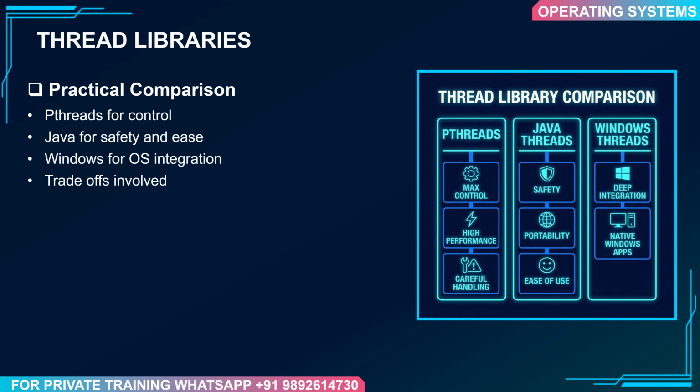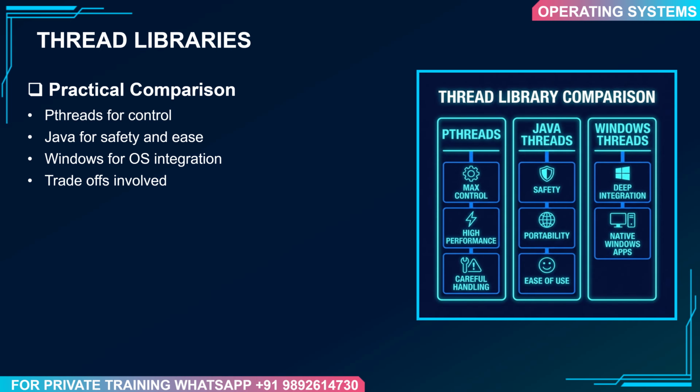So, how do these libraries compare in practice? Pthreads gives you maximum control and performance, but requires careful handling. Java threads trade some control for safety, portability, and ease of use. Windows threads integrate deeply with the Windows OS and are ideal for native Windows applications. There is no single best choice. The right thread library depends on your environment and goals.